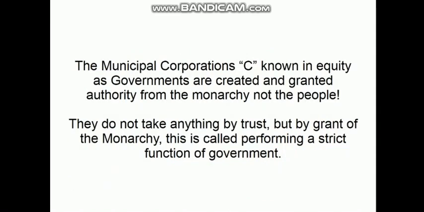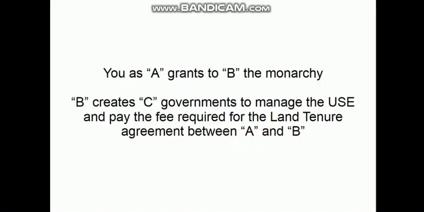The municipal corporations, C, known in equity as governments, are created and granted authority from the monarchy, not the people. They do not take anything by trust, but by grant of the monarchy. This is called performing a strict function of government. USA grants to B, the monarchy. B creates C, governments, to manage the use and pay the fee required for the land tenure agreement between A and B.